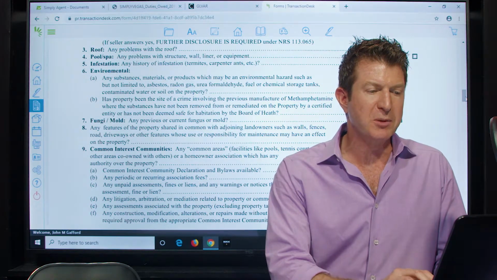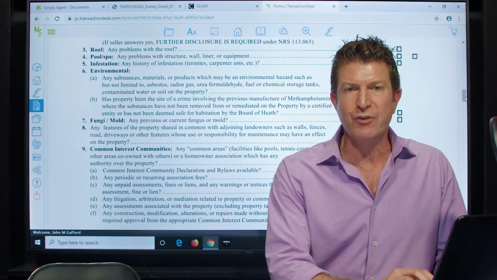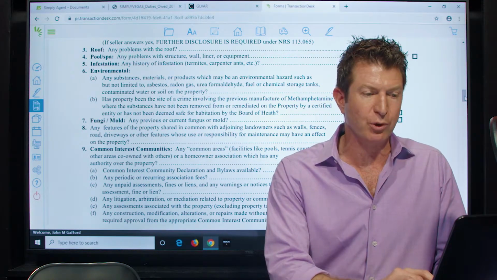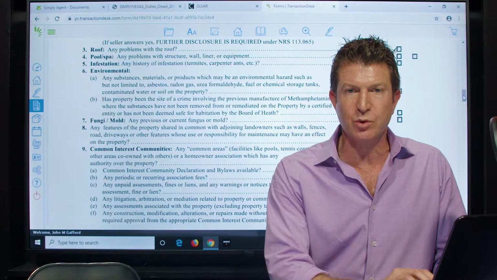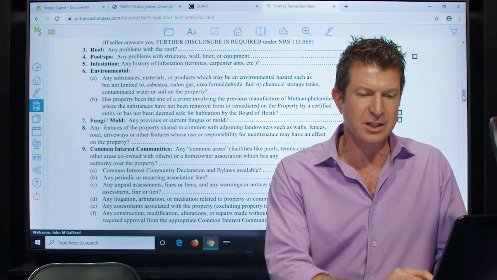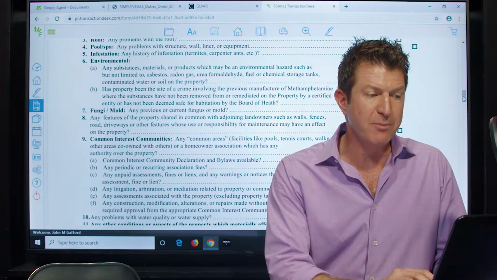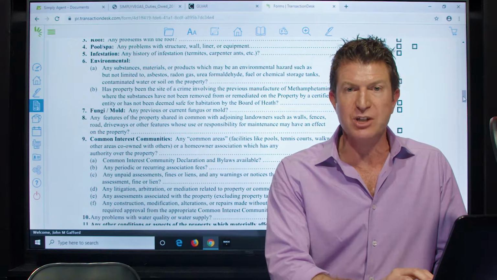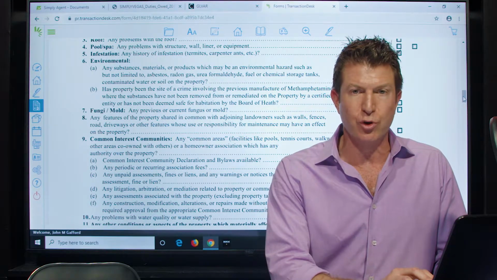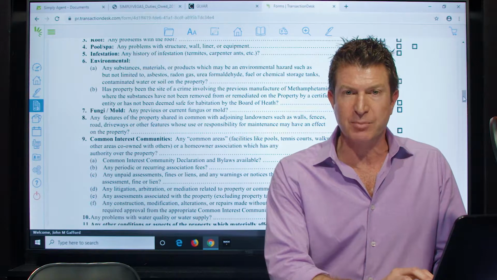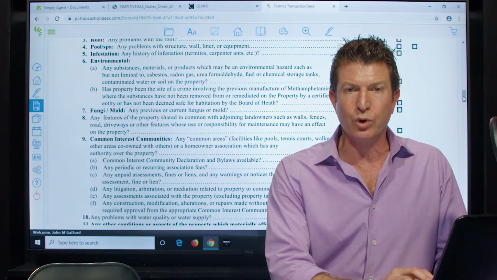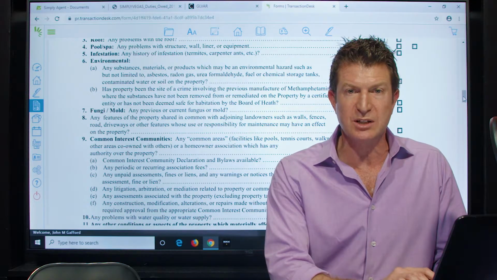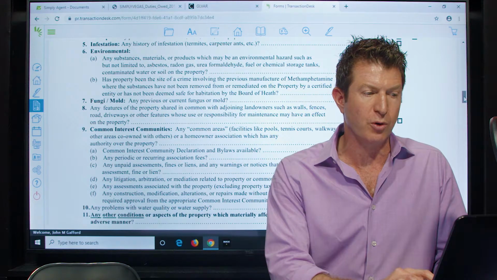The next line, has the property been the site of a crime? That's only if it's been used as a meth lab. The cleanup with meth labs is very, very important. And so if there's ever been an issue with a rental property, it has to be completed. It's imperative. And any previous or current fungus or mold, that's dealing with if there's been water damage, if there's been mold remediation through an insurance company, etc. That has to be completed as yes. And again, the insurance company will always keep the history of the remediation, the mold testing, etc., which you need to send on to the buyer accompanying this form.